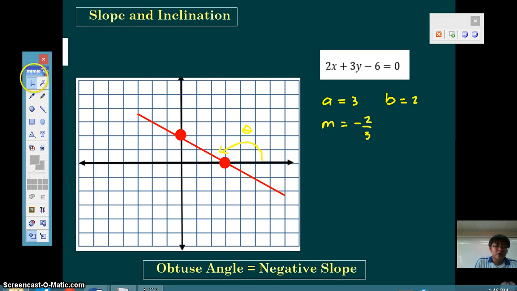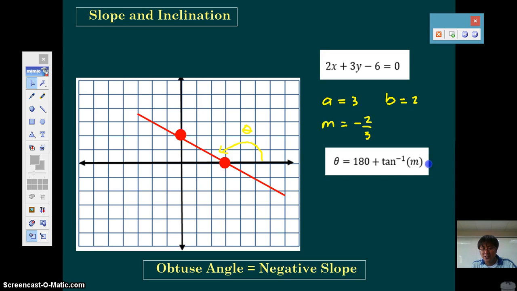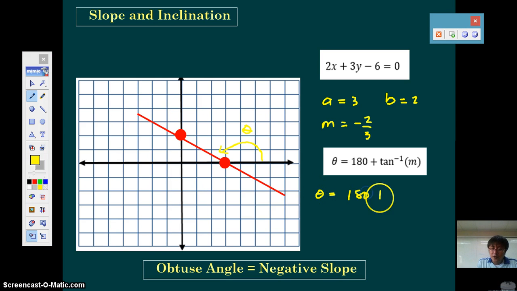The formula that we used earlier will not be applicable here anymore. So you will use this instead with a slight correction, adding 180 to your tan inverse. So the angle of inclination of the given line would be 180 plus the tangent inverse of negative 2/3.